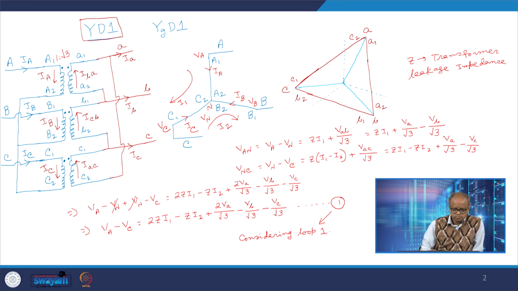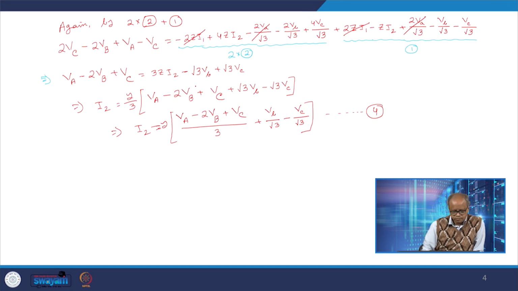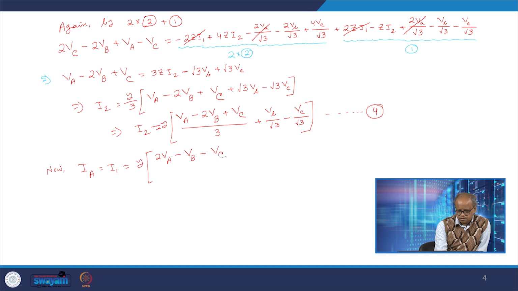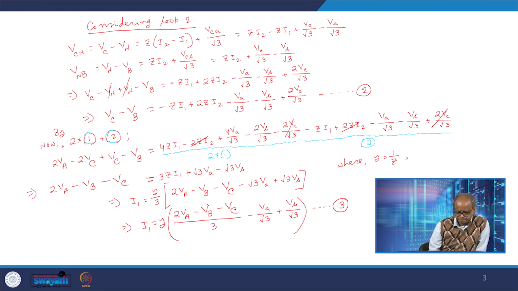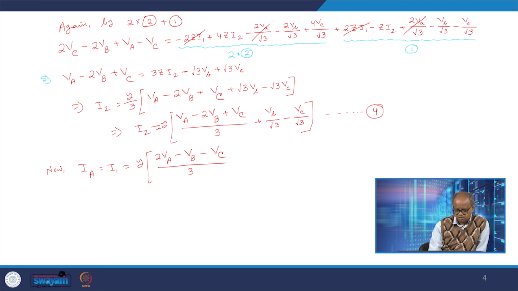So then I can write down IA is equal to I1, which is Y into 2VA minus VB minus VC by 3, minus VA by root 3 plus VB by root 3. So let's say that this is equation 5.